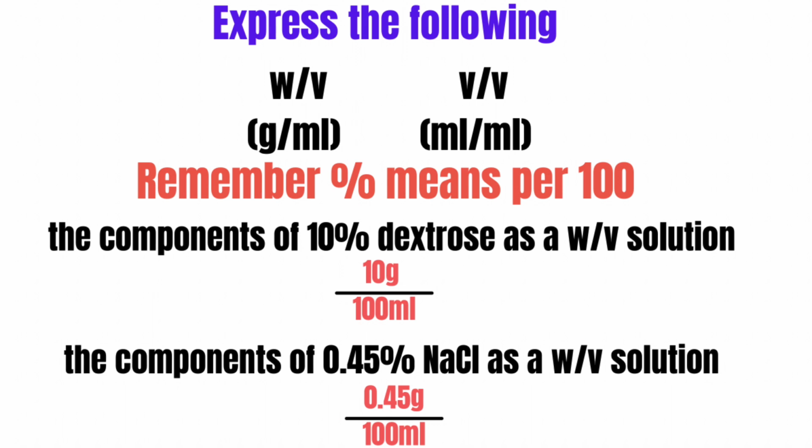Alright guys, it's very important to know how to express these components. Remember that weight over volume is grams over mLs, and volume over volume is mLs over mLs. Always remember percent means per 100, so divide by 100. Say you have the components of 10% dextrose. That is weight over volume, and your 10 is your grams, so 10 grams over 100 mLs. It's the same for the components of 0.45% normal saline, which is 0.45 grams divided by 100.